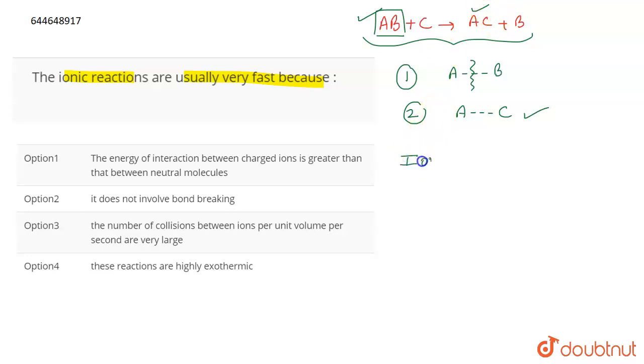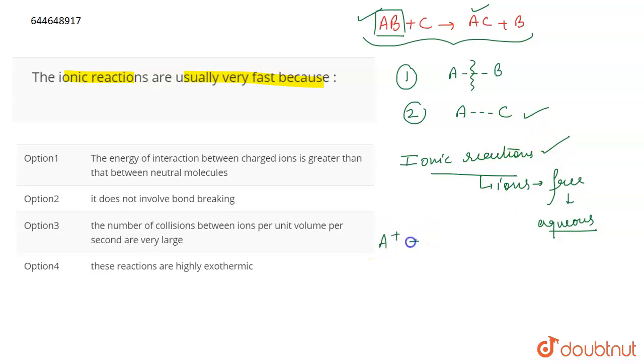But if we talk about ionic reactions, what is happening in ionic reactions? The ions are combining, and the ions are in the free state. The ions are free, especially in the aqueous state. So what happens is that in ionic reactions, the ions simply combine and form a bond. For example, A ion combines with B ion leading to the formation of AB. So basically, the bond breaking step is not even involved in the case of ionic reactions. The step of bond breaking is not even involved in this reaction.